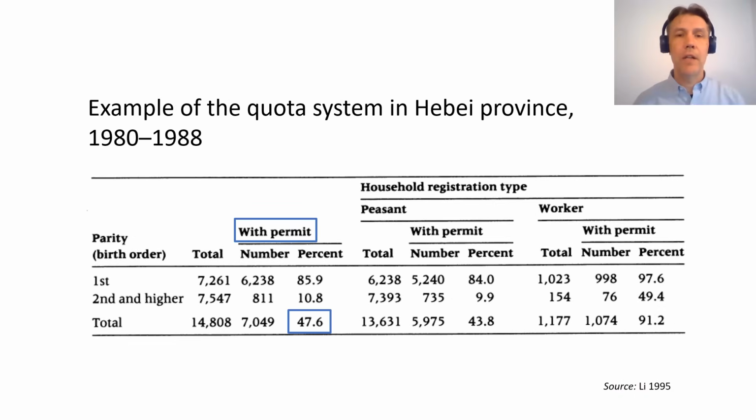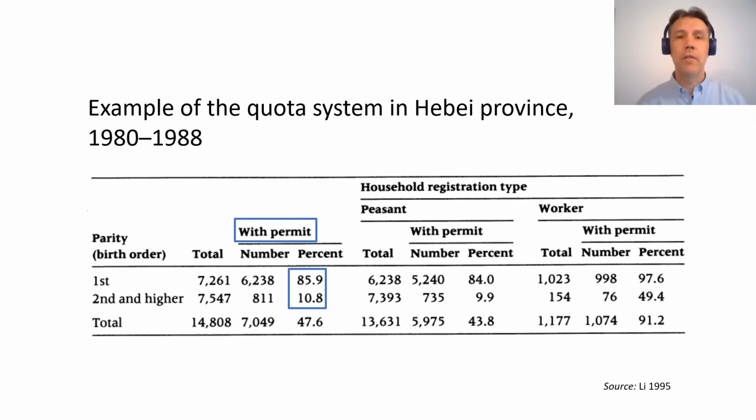Let us add some flesh to the bones by looking at how the one-child policy operated on the example of Hebei province in the 1980s, based on a paper published in Population and Development Review. First of all, among the studied households, about 15,000, only about half of the births were given with a birth permit.